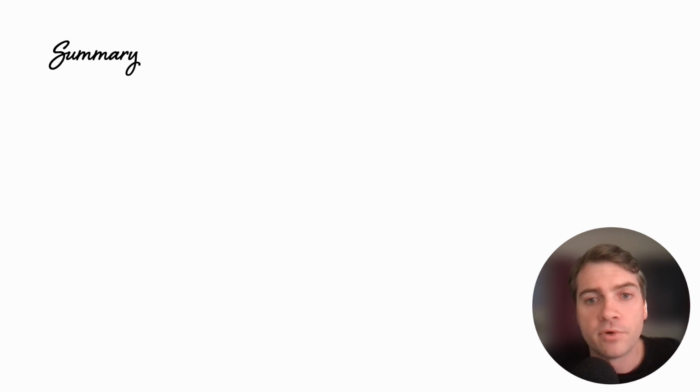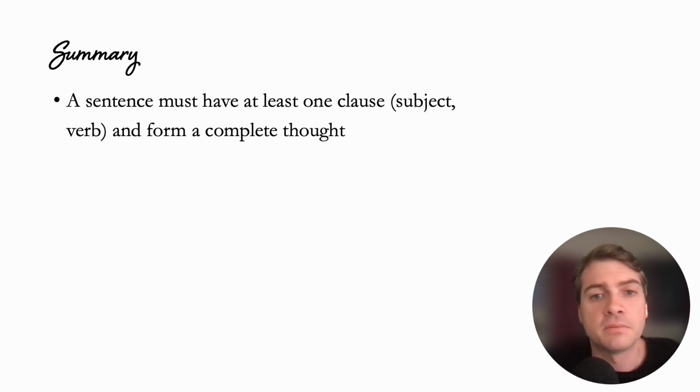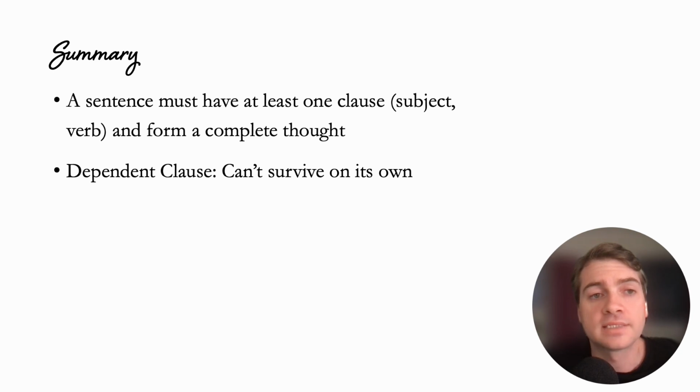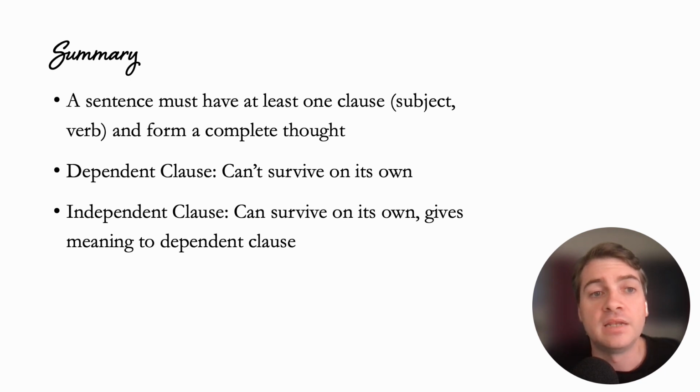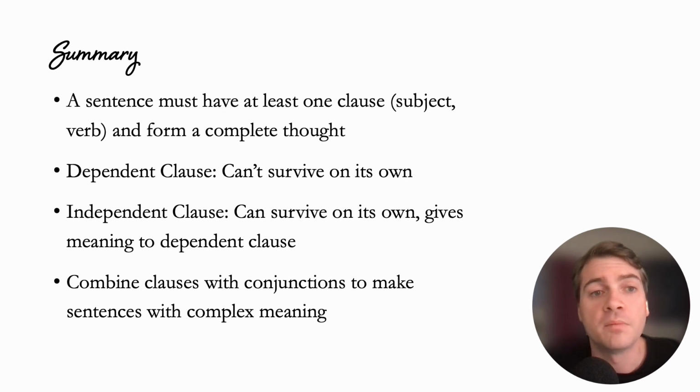All right, let's summarize everything we've learned in this lesson so far. So a sentence must have at least one clause, which is a subject and a verb, and it must form a complete thought. A dependent clause cannot survive on its own, okay? It needs an independent clause to have meaning. An independent clause can survive on its own, and it gives meaning to the dependent clause. We combine clauses with conjunctions to make sentences with complex meaning.